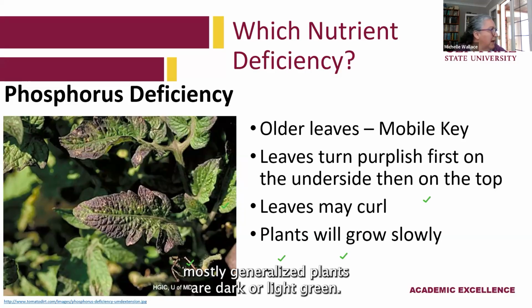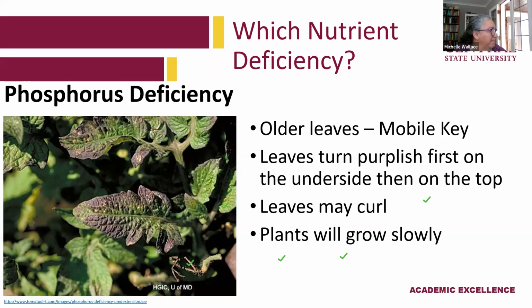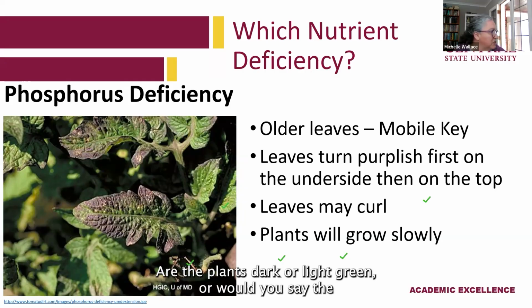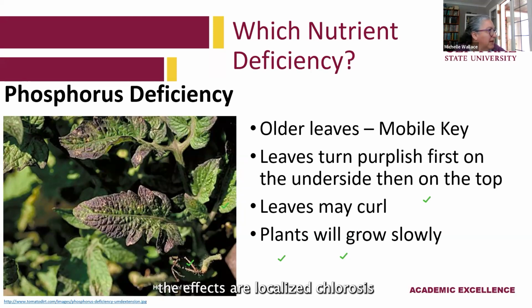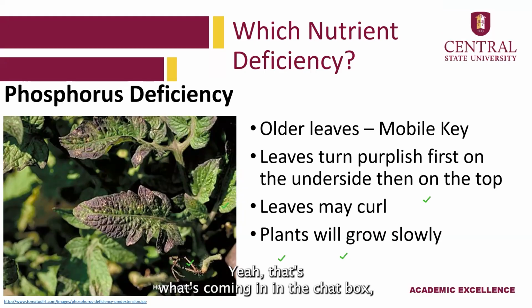Plants are dark or light green. What do you think? Are the plants dark or light green, or would you say the effects are localized chlorosis with or without spotting? Anyone? We know, because I've said on the top here, that it's a phosphorus deficiency. We say that the plants are dark green, often becoming purple and red. Does everyone see that and agree? Yep, that's what's coming in the chat box.